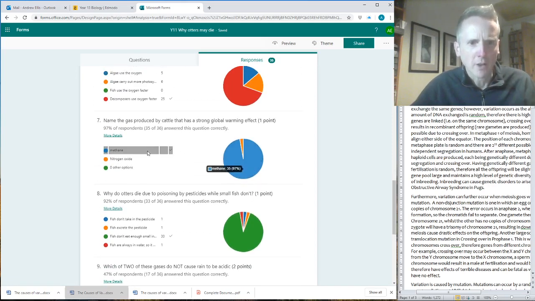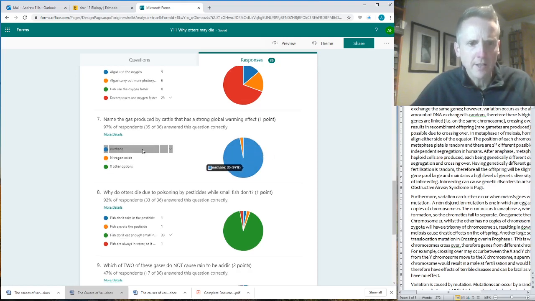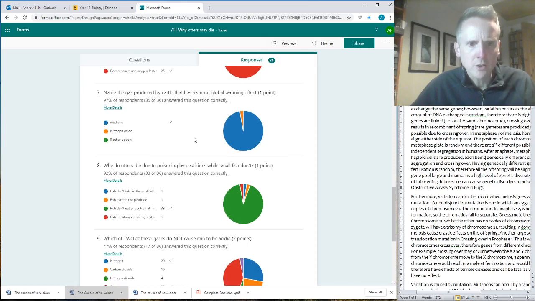7: everyone got methane. Well done. Apart from one person who put nitrogen oxide. So the gas, from cattle, it is methane. White otters die due to poisoning by pesticides, while small fish don't.